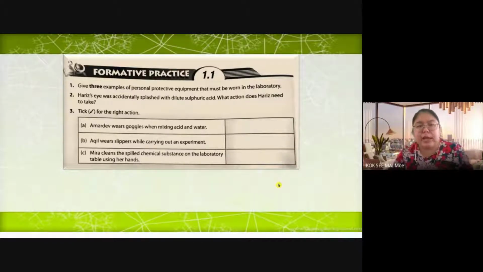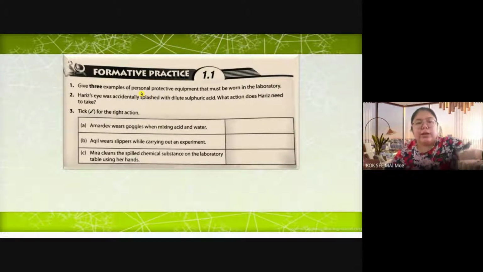Okay, give 3 examples of personal protective equipment that must be worn in the lab. This one you need to do as an exercise in the green book. Okay, you only got one book, so you do this exercise, you copy the question. 3 examples. Just now I introduced so many already, so you just give me 3 examples.